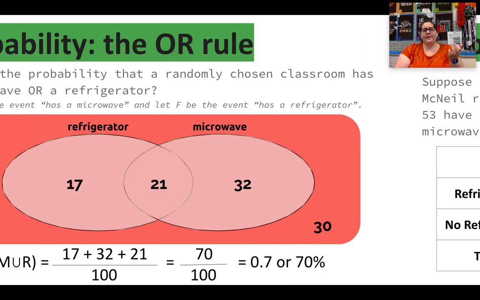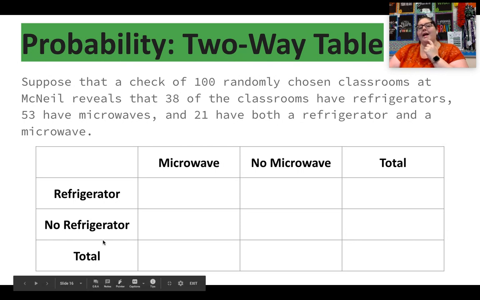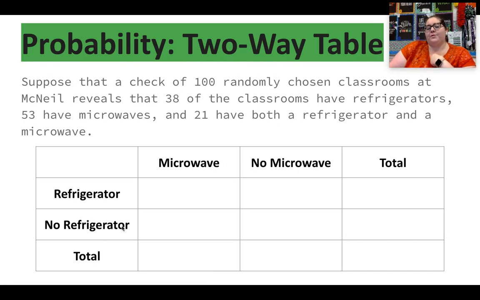So let's look at this a little bit of a different way. Maybe I didn't feel like drawing a Venn diagram, or that's kind of weird in my head where that comes from. Maybe this information is given to me in a table. That's usually what happens if we're using a two-way table like this. It's usually given to us to begin with, but you can take information like this and put it into a table. So I set up a table where on the top I have one variable, whether or not the classroom has a microwave, and then on the side, I have whether or not the classroom has a refrigerator.